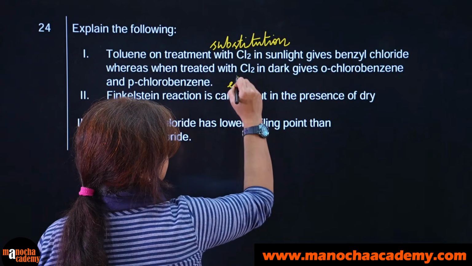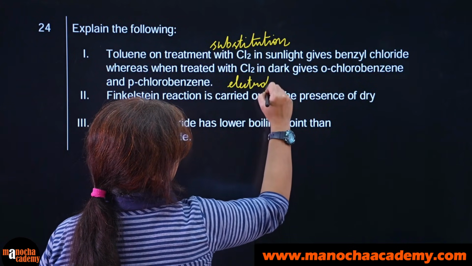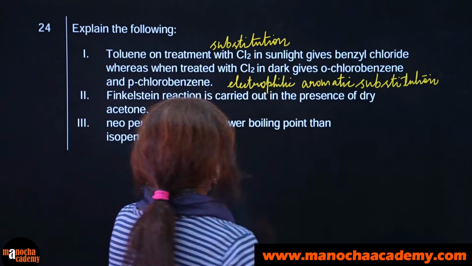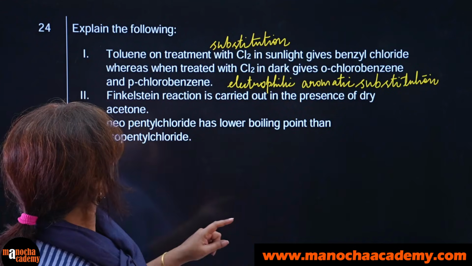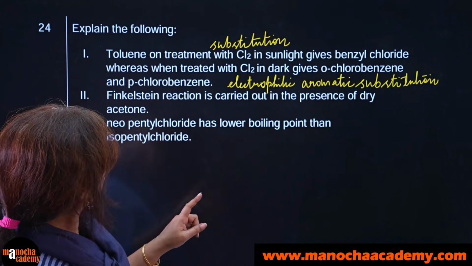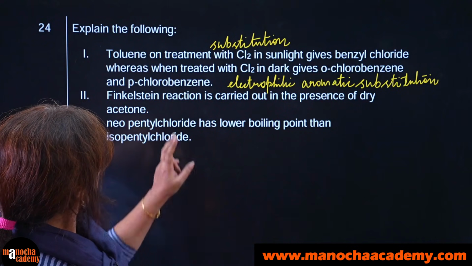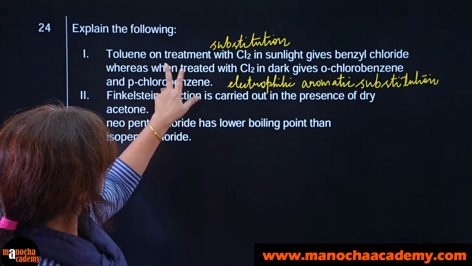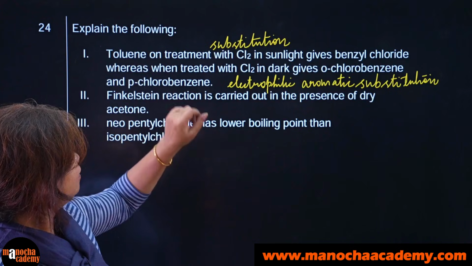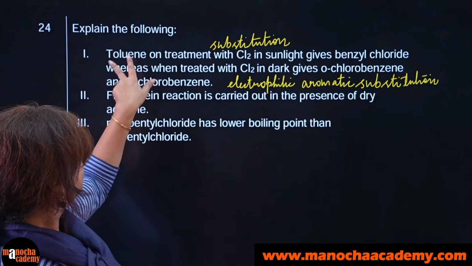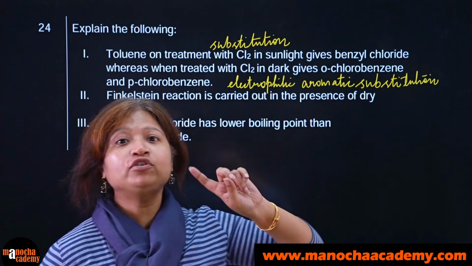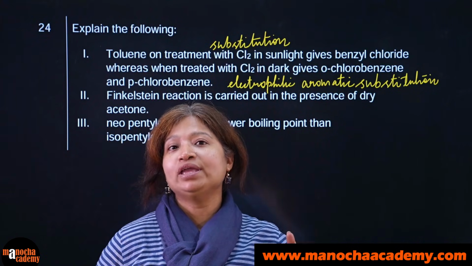In case of toluene reacting with chlorine in the dark, it's electrophilic aromatic substitution. In this case, it is electrophilic, where the electrophile is Cl+ and the methyl of toluene is an ortho-para orienting group.